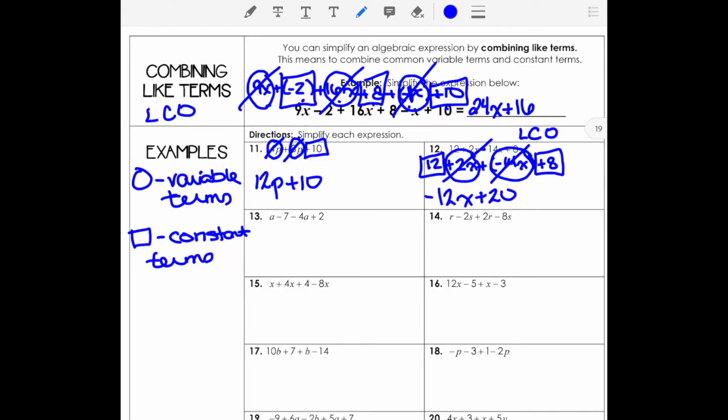Let's take a look at number 13. We have a minus 7 minus 4 times a plus 2. What do you think should be the first step that we do? If you said we should LCO, you're exactly right. So I'm going to go and write a plus negative 7 plus negative 4 times a plus 2.